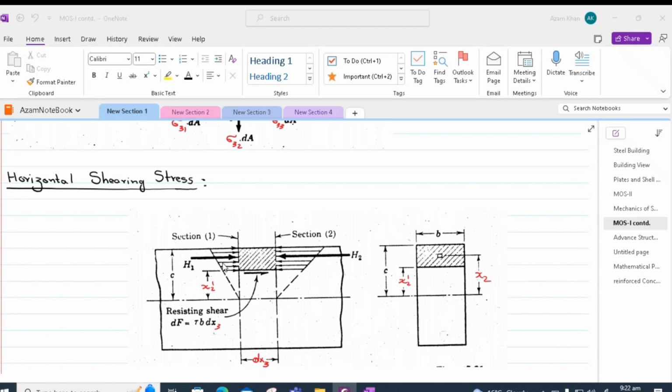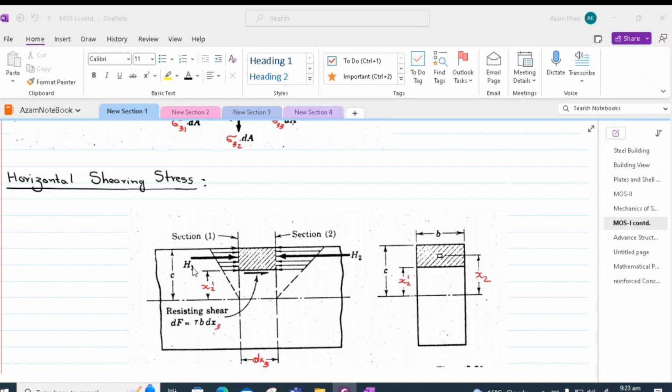In this example, it is important to notice that the H1 force is the resultant force on our region of interest. In other words, our region of interest is shown as hatch, and the bottom dimension of our region of interest is at a distance x21 from the neutral axis. The top dimension of our region of interest is at a distance c from the neutral axis. Thus, c minus x21 is the depth of our region of interest.